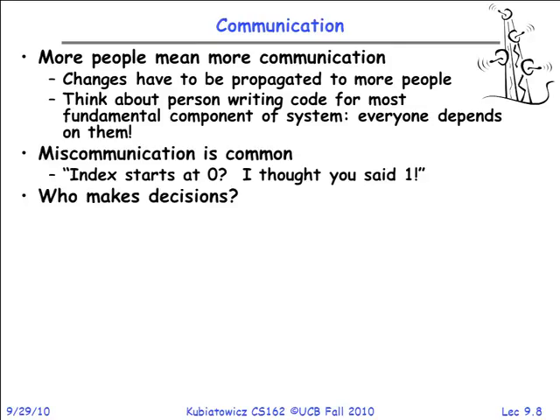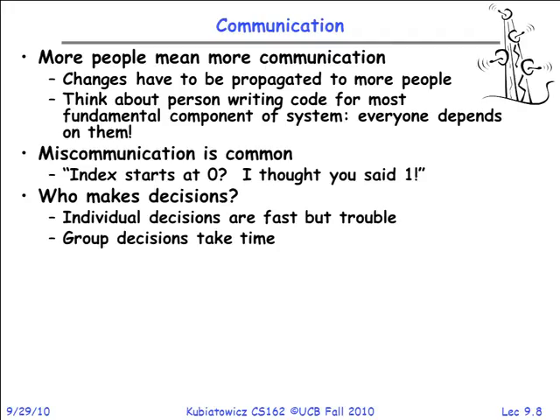So who makes decisions? Well, individual decisions work great because they're fast. But if you don't tell anybody about these decisions, then you got a problem, right? Group decisions take time. You could sit down and have every decision made by every person in your group, and you'd be taking 2 months to design project 1. So you've got to figure out some balance between individual and group decisions.